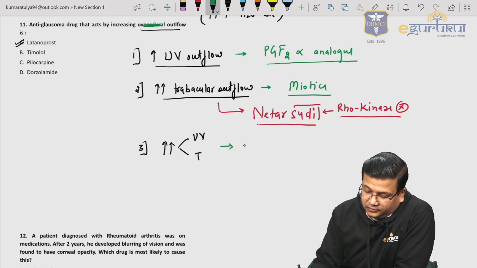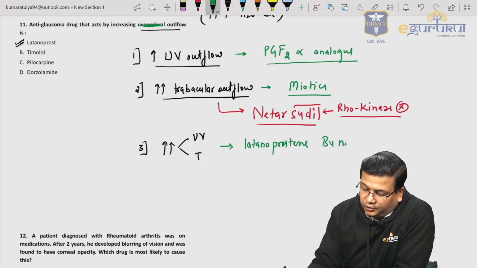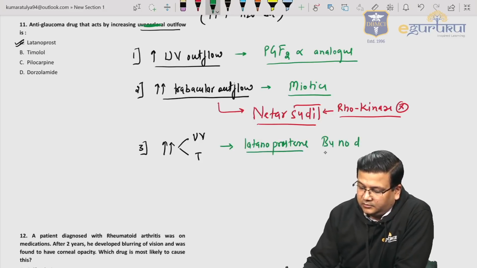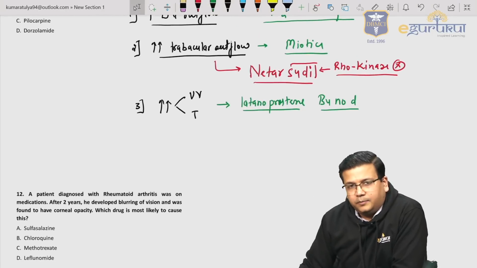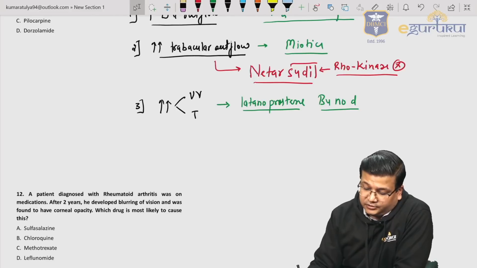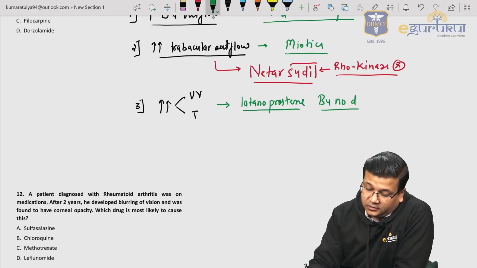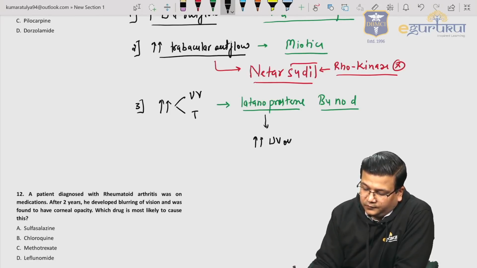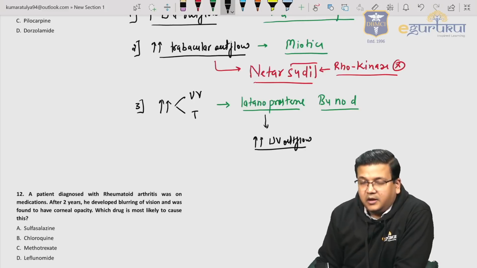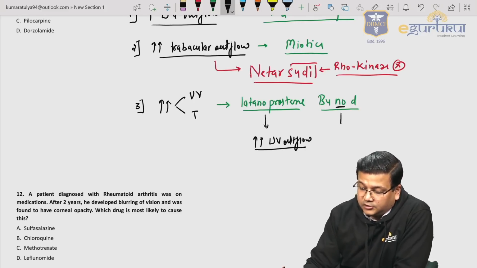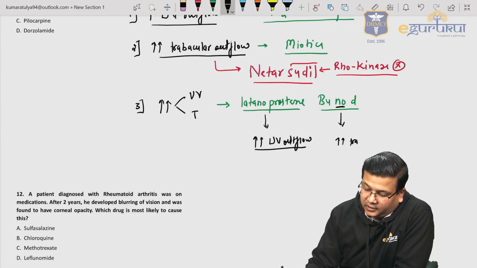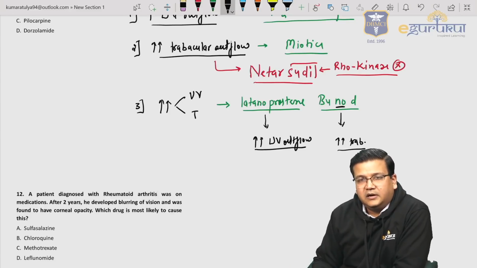So again we have a new drug that is known as latanoprostene bunod. Latanoprostene bunod, again a new eye drop for treatment of glaucoma. As you understand, latanoprost is a prostaglandin analog. So any drug which has prostaglandin-like property will increase uveoscleral outflow. And in bunod we have in the middle NO. So it has nitric oxide donating property and that increases the trabecular outflow.